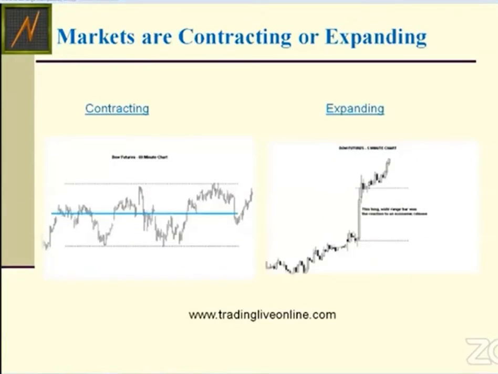So now we have an example up on the screen on the left side of a market that is in a contracting, a range environment, versus the right side where we have an expanding of price out of a range. And on the left side, you see this blue horizontal line.